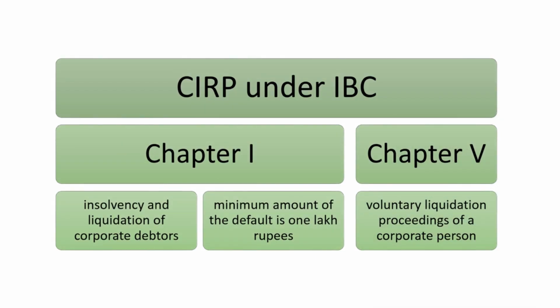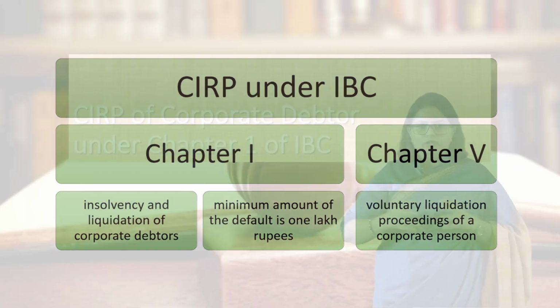Having understood the key terms, now let's discuss the process itself. The insolvency and resolution process under IBC can be discussed under two heads, namely Chapter 1 and 5 of IBC. Chapter 1 deals with insolvency and liquidation of corporate debtors, where the minimum amount of default is 1 lakh rupees. Chapter 5 deals with the voluntary liquidation proceedings of a corporate person who has not committed any default.